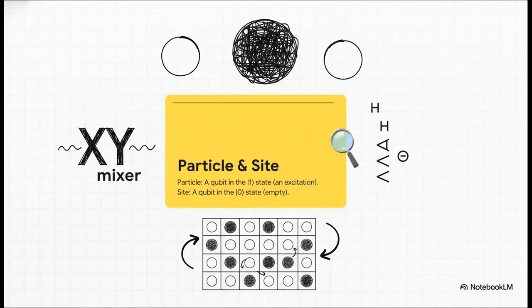First things first, let's define our pieces and our board. In this game, a particle is really just a qubit that's in the one state. You can just think of it as a filled spot on the board. And a site, that's just a qubit in the zero state. It's an empty spot just waiting for a particle to land on it.